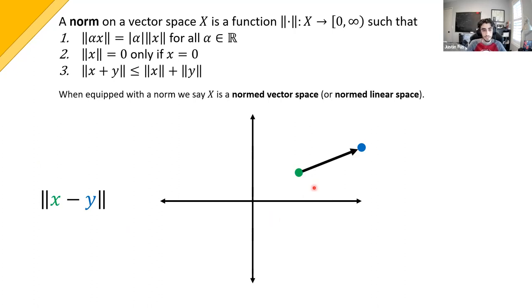This defines what's called a metric. So a notion of distance between two things. Every norm induces a metric as a result. So with that comes the idea, of course, of closeness. So we can say two vectors are close if the distance between them is sufficiently small.